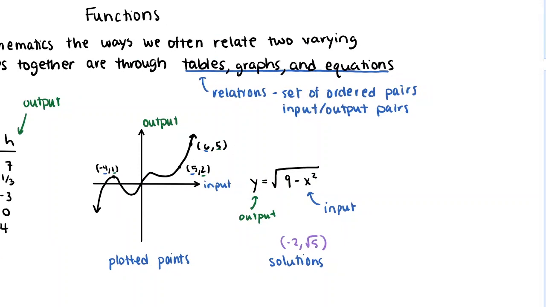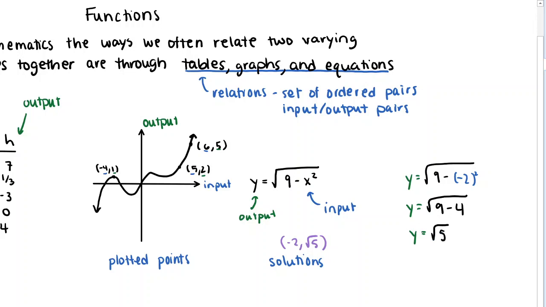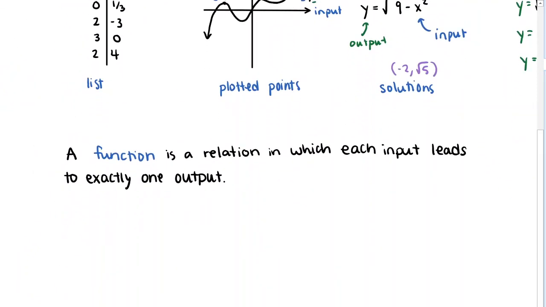Maybe just to confirm this, we see that we get an output y when we take the square root of 9 minus (-2) squared. So what output do we get? We get y equal to the square root of 9 minus, well, (-2) squared is +4, right? So 9 minus 4. So we do get the output of the square root of 5 for an input of -2. Here, that (-2, square root of 5) is the solution to our equation, and that's an ordered pair being described by that relation.